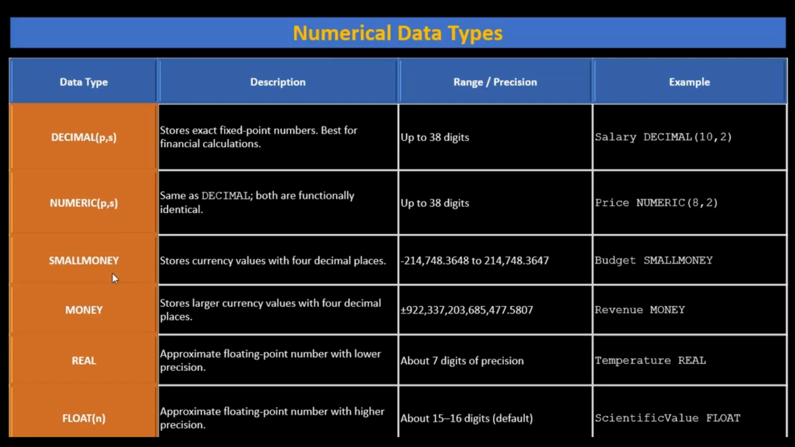Next is small money. Small money stores currency values with 4 decimal places. It stores from this number to this number, and it can be used to store budget values. The next is money. Money stores larger currency values with 4 decimal places. It stores numbers from negative this number to positive this number. It can be used to set data types of revenue.